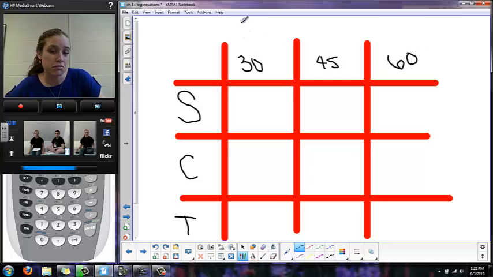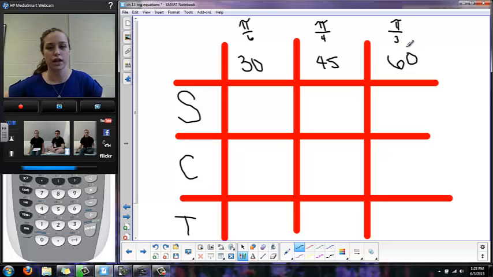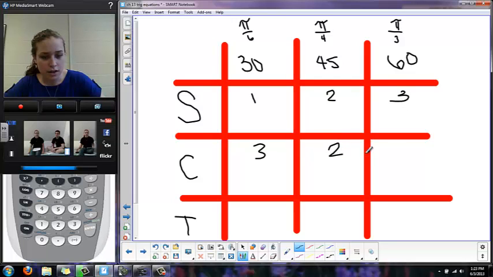Or in radians, if you want to think about it that way. This is pi over 6. This is pi over 4. And 60 is pi over 3. I always like to throw the radian thing in there, just in case you ever see something like that. Alright, so how we make this table, you do 1, 2, 3, 3, 2, 1. Everything is divided by 2, and then there are radicals that go over the 2's and 3's.